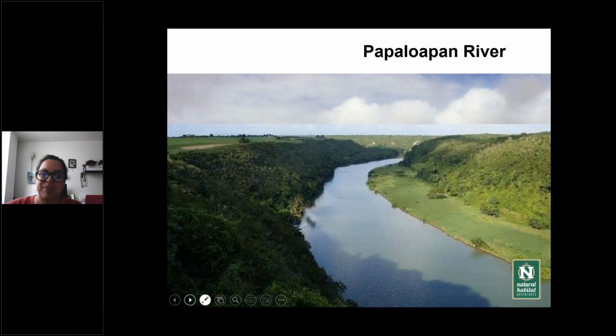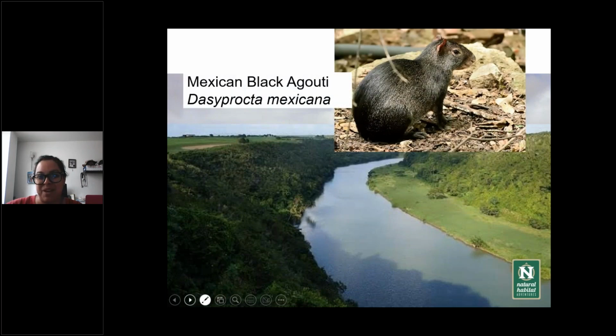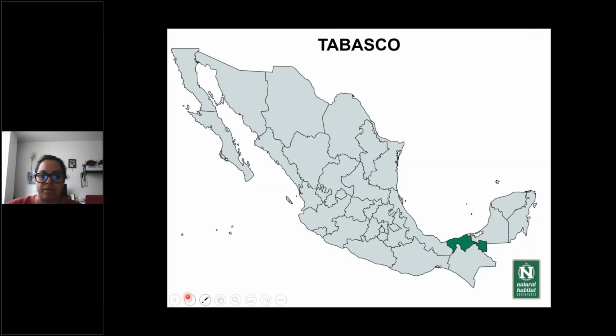And well, the Papaloapan River starts in the high mountains in Veracruz, on the border of Veracruz and Oaxaca. One of the representative species of the area is the Mexican black agouti, and that's considered a native species, not endemic. Remember, endemic means that you only find that species in that specific area, and native means that it is from the place. The origin of the species is in that place. So it is native from this area, but it is distributed all the way down to Central America.